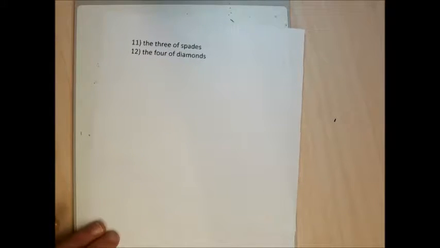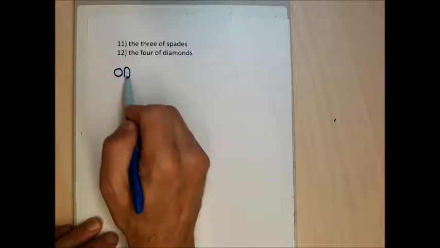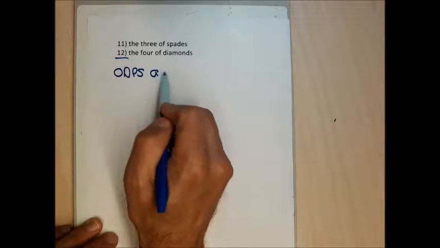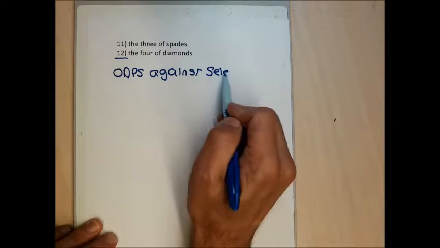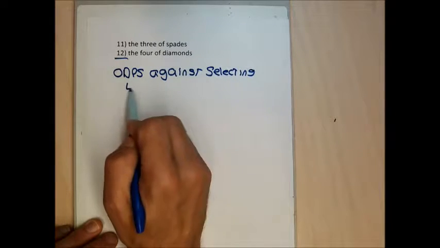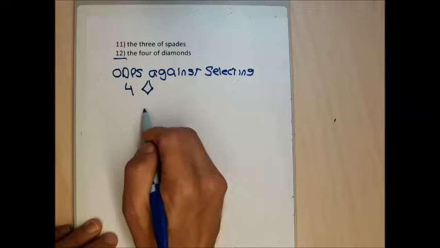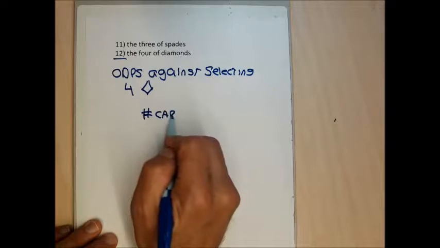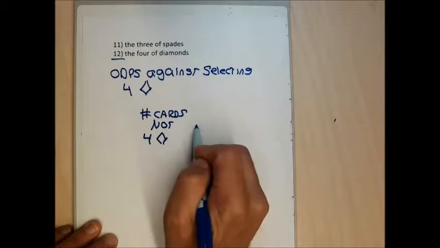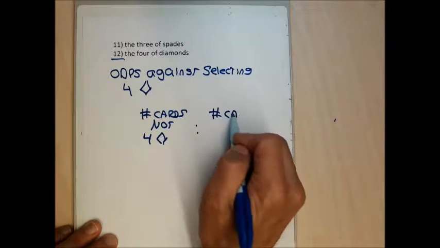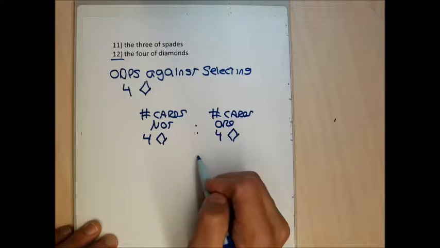So let me do 12, and you can do 11. For 12, I'm going to do the odds against selecting the 4 of diamonds. And that means I need to form two numbers. I need the number of cards that are not the 4 of diamonds, and then the number of cards that are the 4 of diamonds. And that's easy for me.